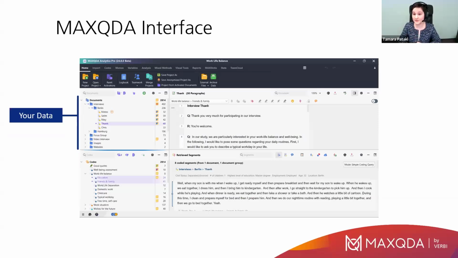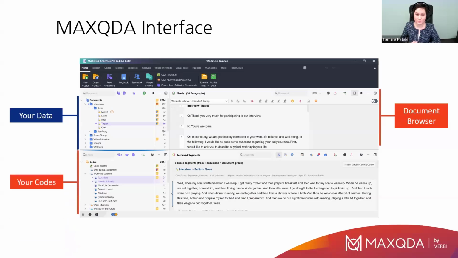The interface of Maxqda is divided into 4 windows. The first window here would be where you can see and structure your data. The second window would be where you can read and edit your data, which we call documents in Maxqda. So here I have an example of an interview, and in the second window you could read, you could edit, you could browse through that.